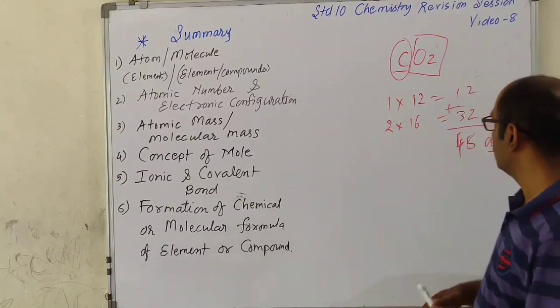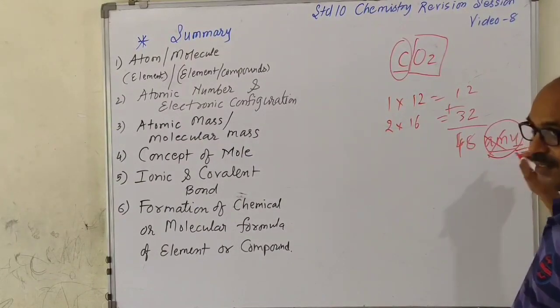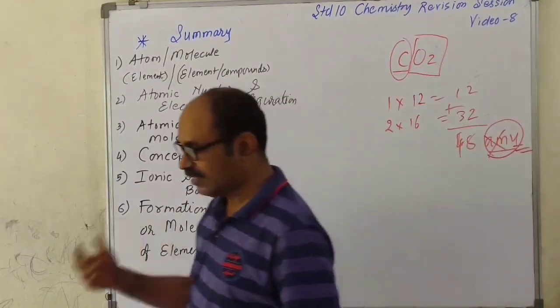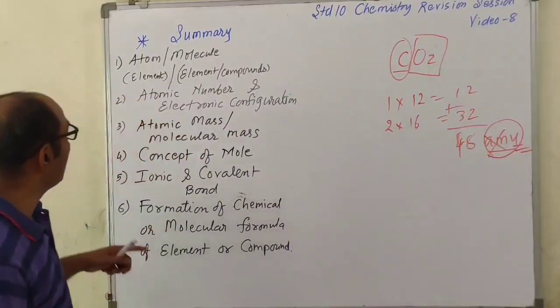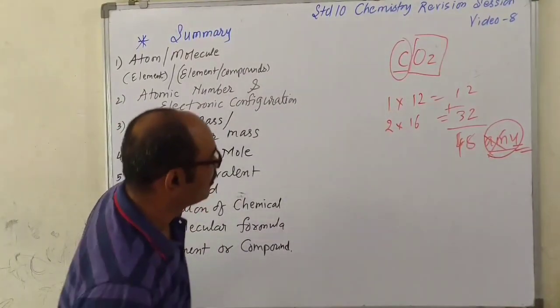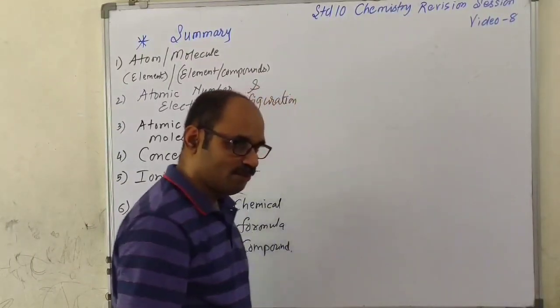Atomic mass unit, or simply we say unit. So this is the molecular mass of carbon dioxide. So that's how you can find molecular mass. Then we have seen the concept of mole. Children, one thing I had forgotten. Let's recall the concept of mole.